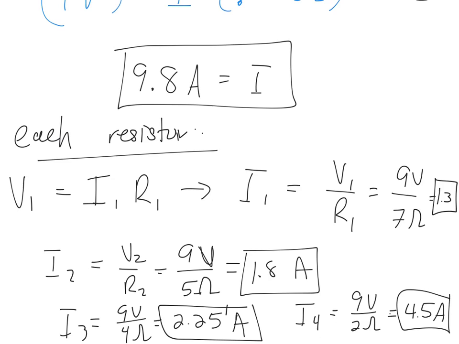So again, the sum of the currents across each resistor equals the total current provided by the battery. The current provided by the battery is 9.8. You get that when you sum those four together.